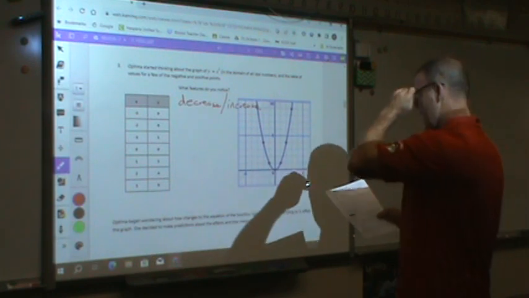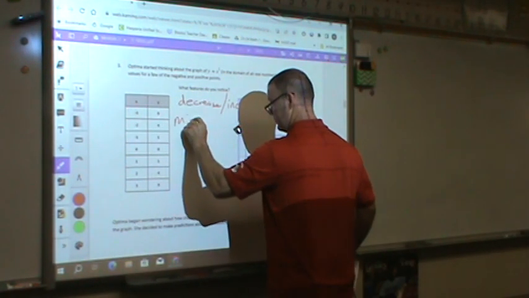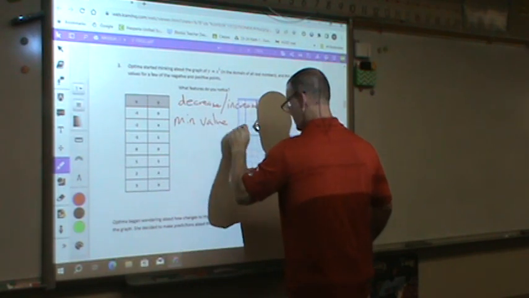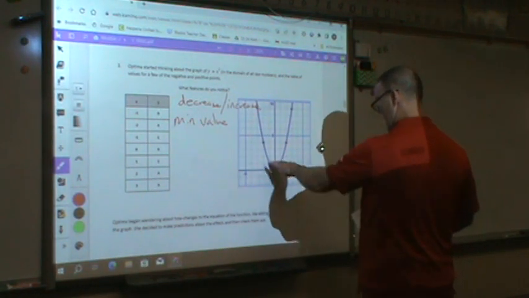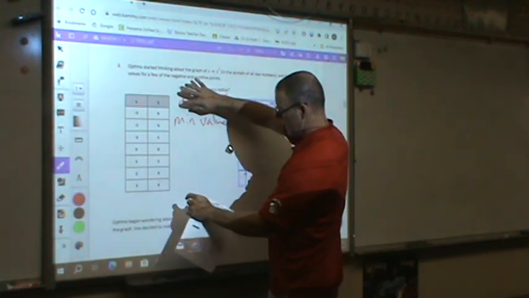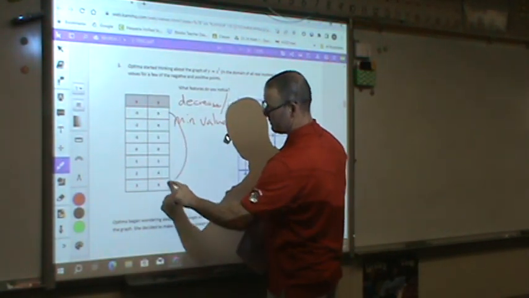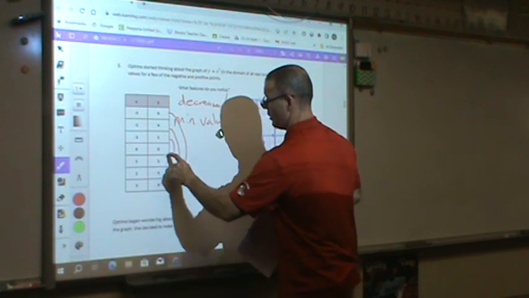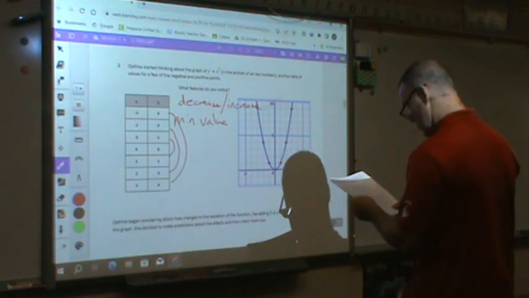We also talked about a minimum value. Right? It's going to have a minimum value down at the bottom. All right? We can see the increase, decrease too, by the way. Right here, 9, 9, 4, 4, 1, 1, and 0's in the middle. We can see the decrease there.